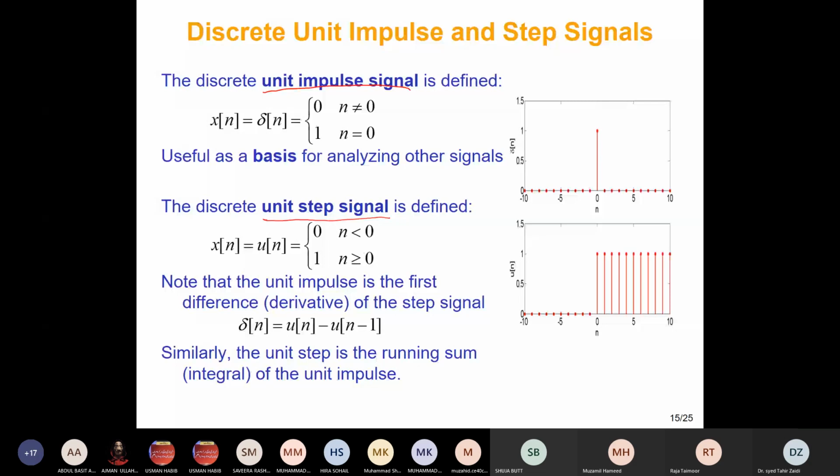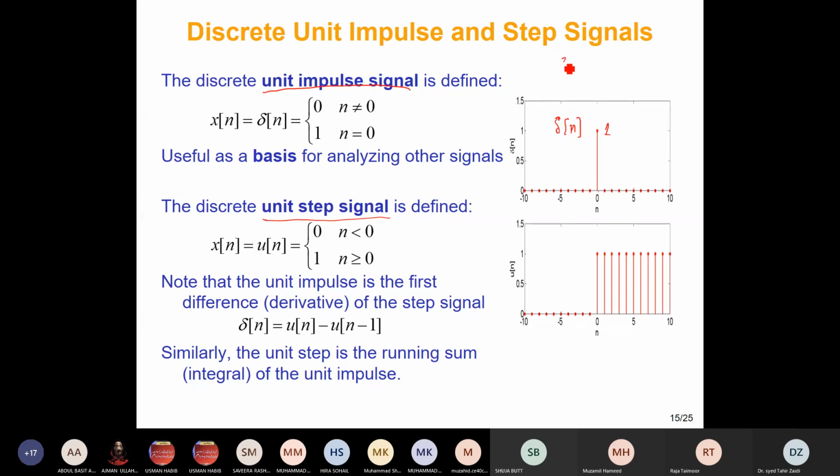A unit impulse signal is a signal which, if it is discrete, is one only at n equal to zero. The value is one, and the rest throughout it is zero. That's a unit impulse signal. We have a symbol for this. We call this signal delta n. That's a unit impulse signal.